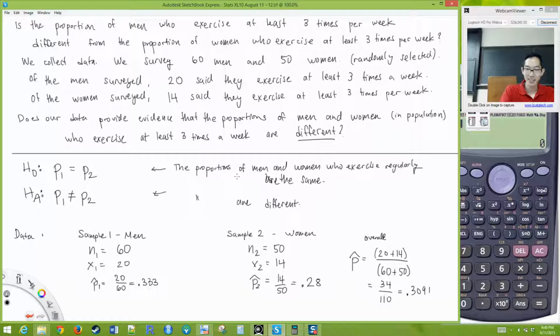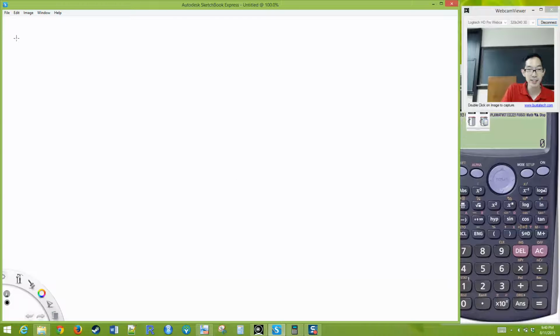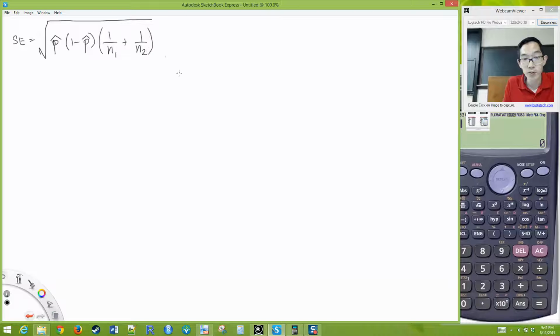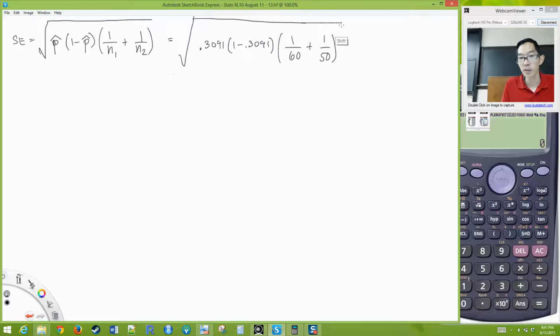Okay. All right. So let's keep going here. All right. Standard error. Oh gosh, that's an ugly one. Standard error is the square root of overall p hat times 1 minus overall p hat times 1 over n1 plus 1 over n2. So I have 0.3091 times 1 minus 0.3091 times 1 over 60 plus 1 over 50.